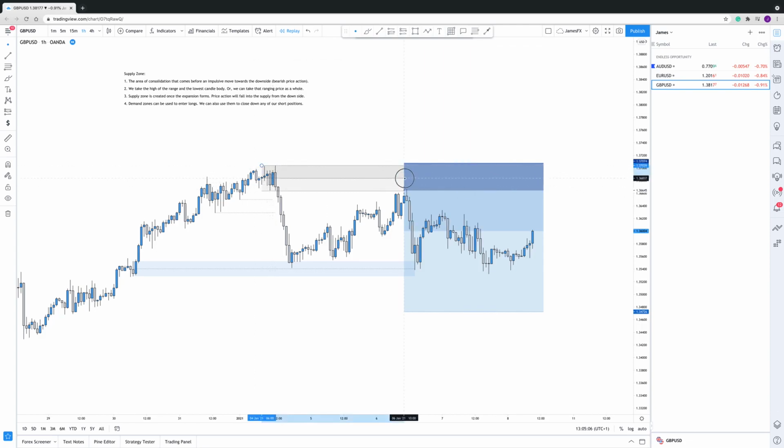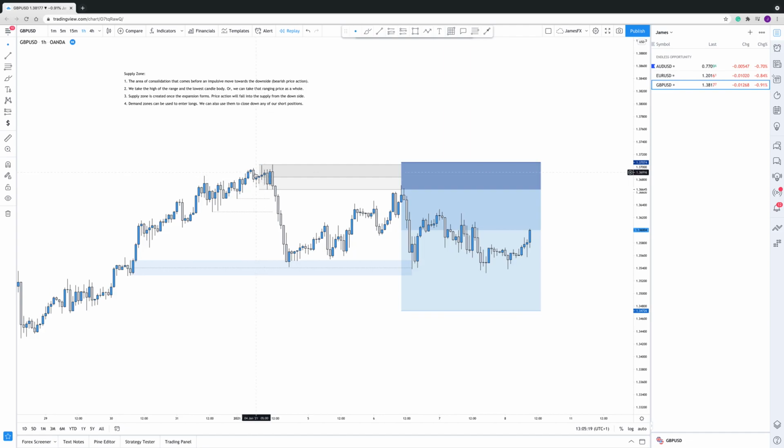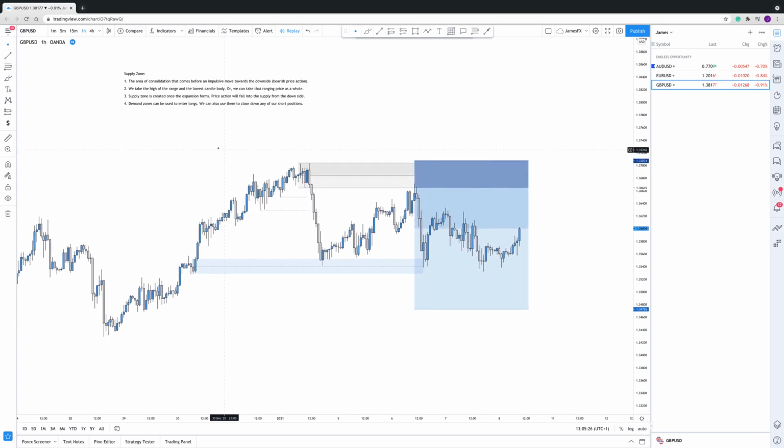So I'm going to put it back to where I have it here. I will take this low here and the high, because we then initiate out with the expansion, which comes after the consolidation, range bound market. So number three, the supply zone is created once the expansion forms. So we've gathered that the expansion is here. This then confirms this as our supply and our consolidation, range bound market.